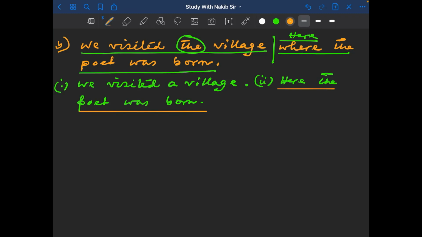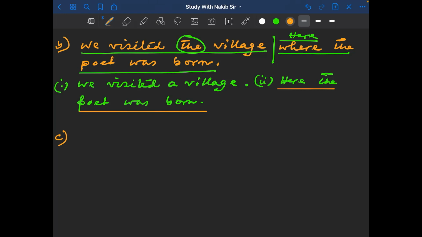Okay, so from the given sentence, we visited the village where the poet was born, we have got two sentences. Number one, we visited a village. Remember this, the has become a village. And number two, here the poet was born. We'll take another example to clarify the matter.